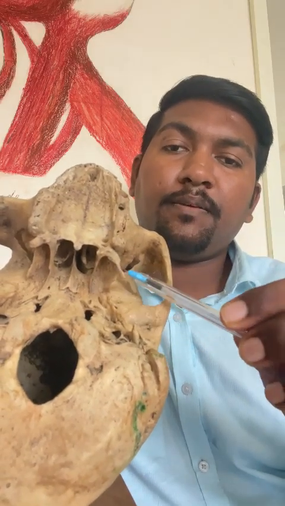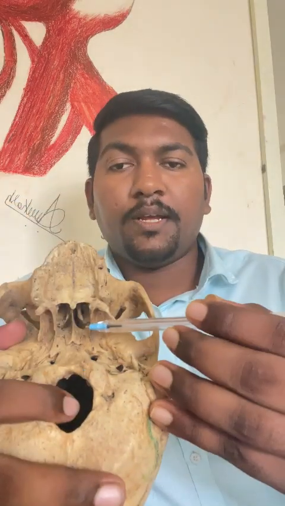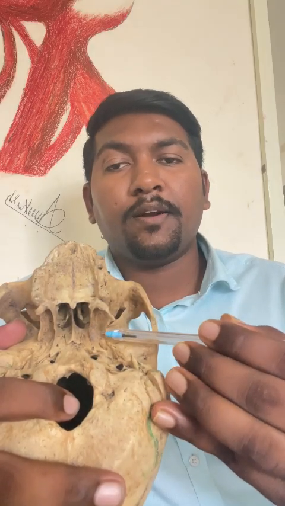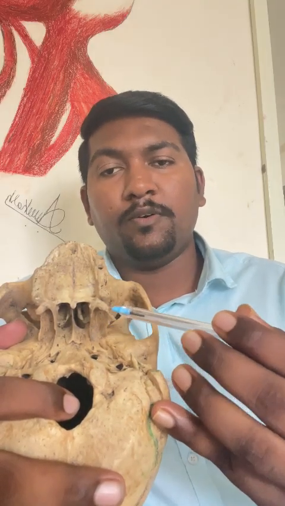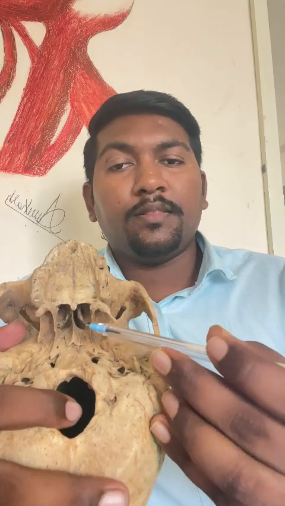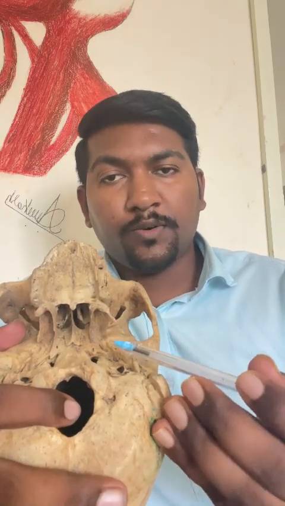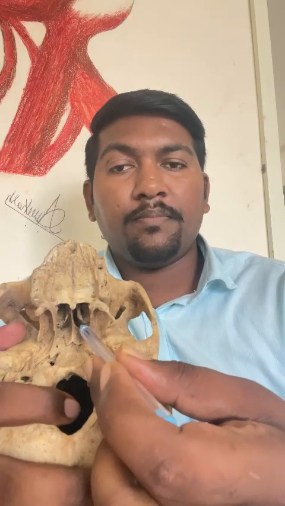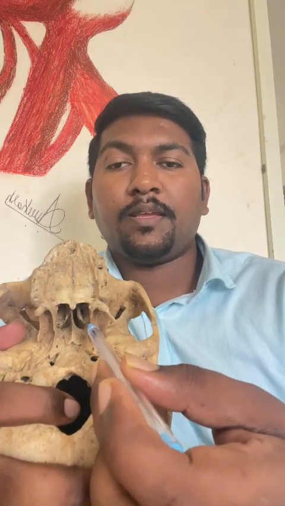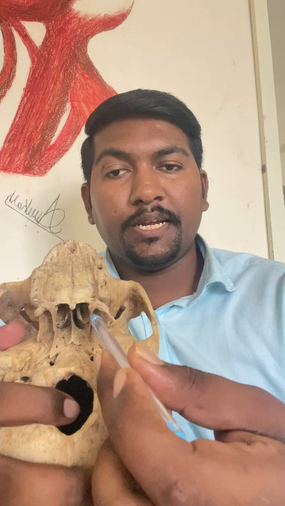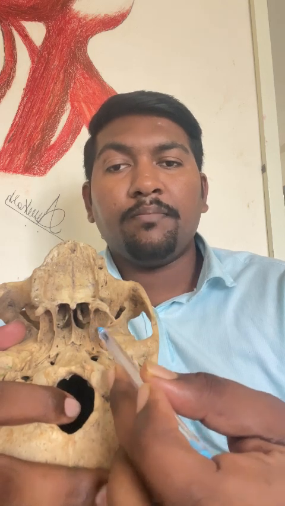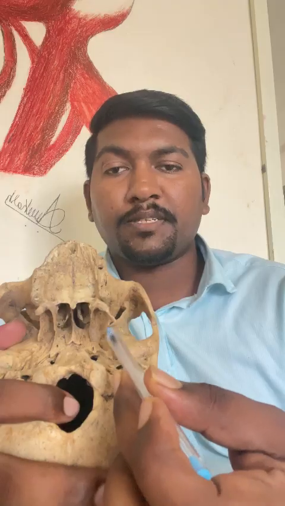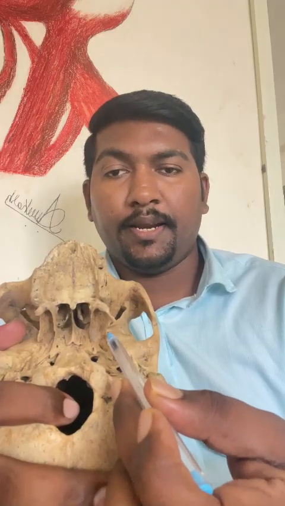About the pterygoid plates, the medial pterygoid plate and the lateral pterygoid plate project downwards, and both plates have two surfaces: the medial surface and the lateral surface of the medial pterygoid plate, and the medial surface and the lateral surface of the lateral pterygoid plate.